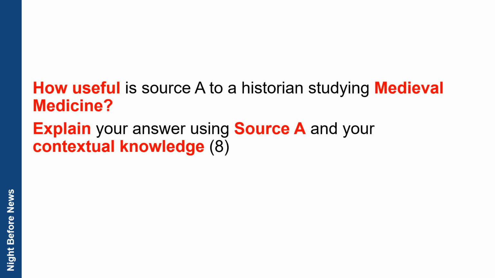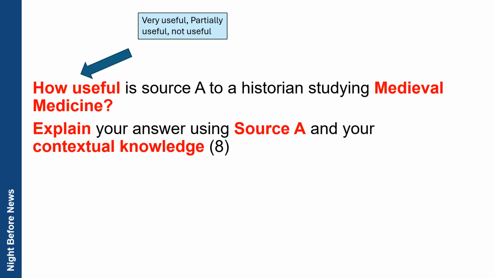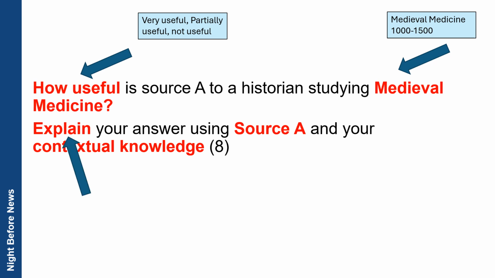So the first thing you need to do is just be really clear about what it is you are looking at. So in this case, I've got to make a judgment on how useful this source is when I'm looking at medieval medicine. So I've worked out I'm going to be using phrases like this is very useful, this is partially useful, this is not useful. Medieval medicine means I need to make sure I've got my dates, so I'm looking at around 1000 to 1500 in terms of timing.